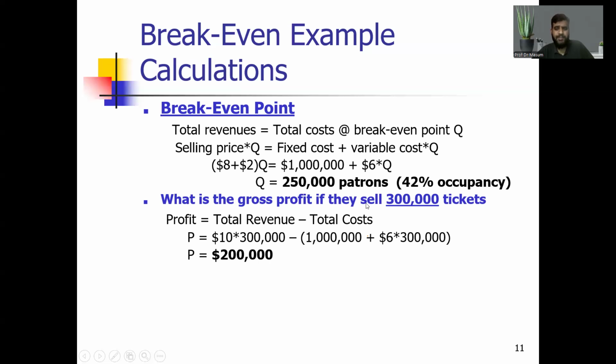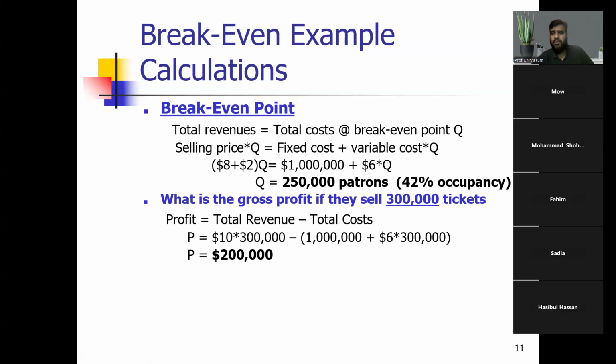So it is sensitivity analysis. That means if they can sell 300,000 tickets, what will be the profit of the company? In that case, the company's profit will be 200,000. So this is how you can check the company's design, one of the tools to screen the idea.